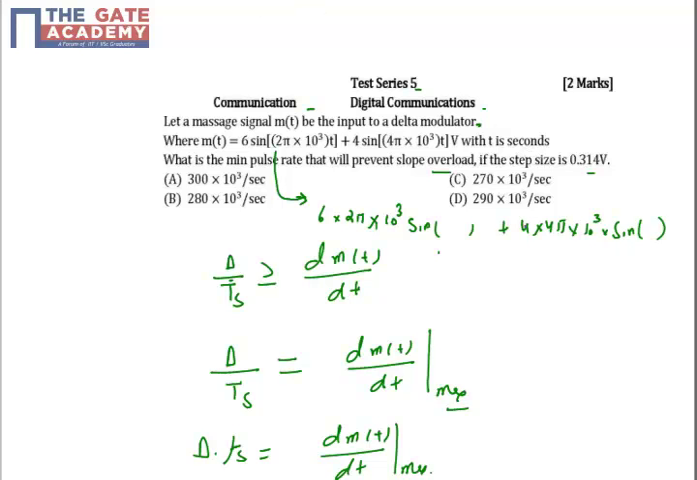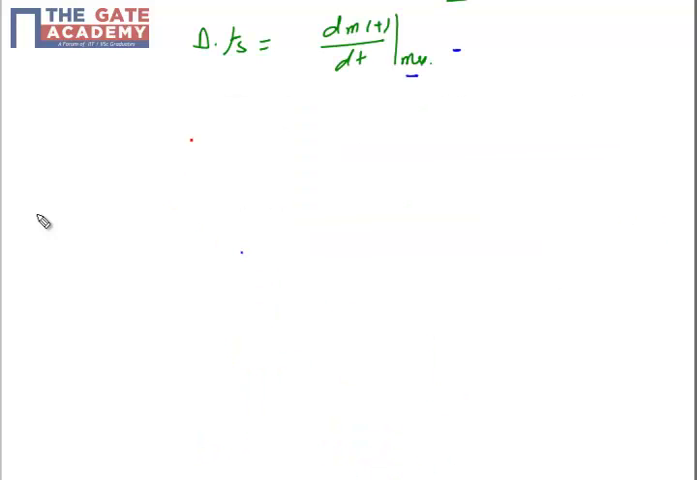But friends, tell me what we are interested in. We are interested in the maximum value of the derivative. The maximum value of the sinusoidal is 1, because we are taking the case of the maximum value of the derivative. So the maximum value will be 6 into 2π×10^3 plus 4 into 4π×10^3. So it will be Δ times fs is greater than or equal to 6 into 2π×10^3 plus 4 into 4π×10^3.